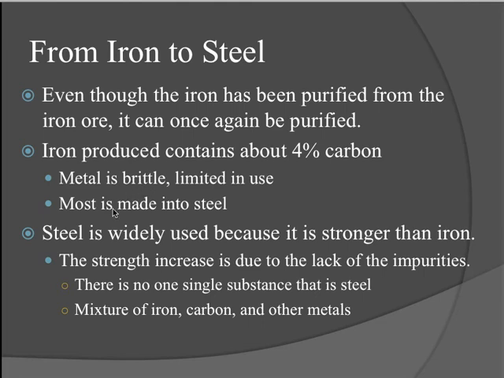So most of the iron made from the blast furnace is made into steel. And steel is widely used because it's stronger than just the iron, and the strength is due to the lack of impurities. All right, when you say steel, there's a whole broad category that steel falls into, and it depends on what they add back into it to impart some properties to that iron. You can have stainless steel, you can have 504 steel, you can have 314, 306. There's all different grades, and it all is just pertaining to what they add back into the steel.